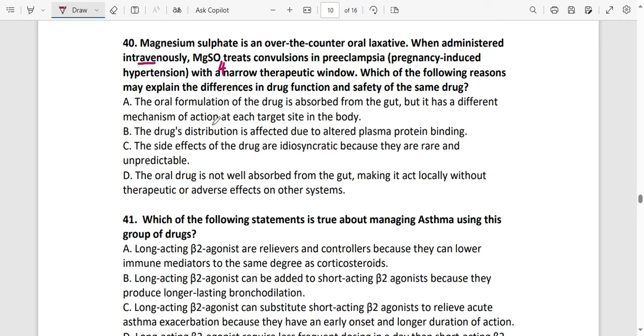The drug's distribution is affected due to altered plasma protein binding. The side effects of the drug are idiosyncratic because they are rare and unpredictable. The oral drug is not well absorbed from the gut, making it act locally without therapeutic or adverse effects on other systems. Anyone that can help with this one?